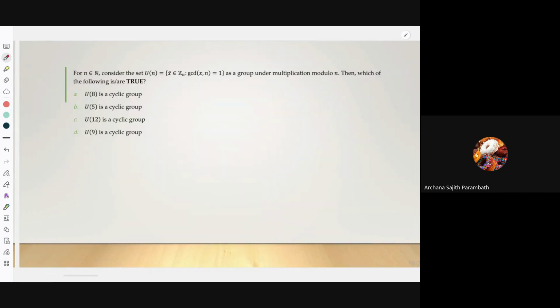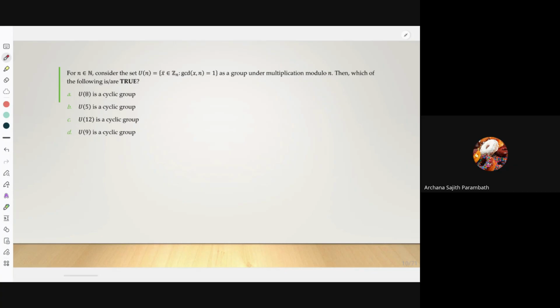So this is the next question. Similar to Zn, for every n in N, we can have this group Un, which is basically the set of all x bar in Zn such that the GCD of x and n is 1. And this forms a group under multiplication modulo n. So now the question is, which of the following is or are true? There could be multiple statements which are true.